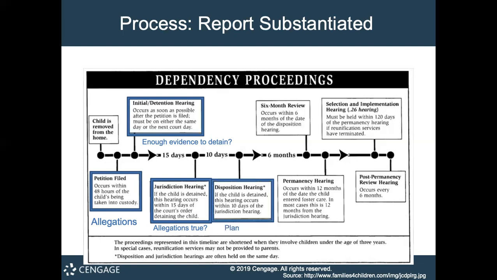But if they're true, at the disposition hearing, and sometimes these do occur on the same day, the question is, what is the plan? Okay, so we've decided that the allegations are true at the jurisdiction hearing. At the disposition hearing, the question is, now what do we do? How are we going to create a situation where the parents can rectify whatever it was that went wrong so that these children or child can return back home?